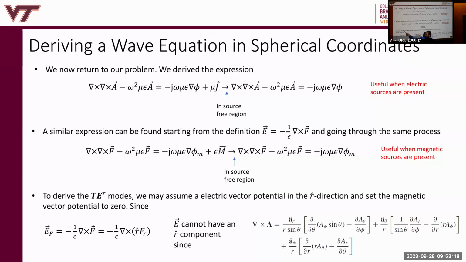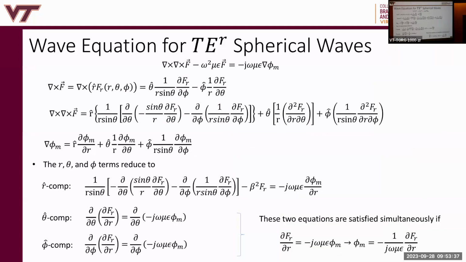TE to R, meaning the electric field is transverse to the R direction. If I set the electric vector potential to the R hat direction, take the curl of it, then this vector field E cannot have an R component. So it's a way to construct TE to R solutions. All right, so let's do it.